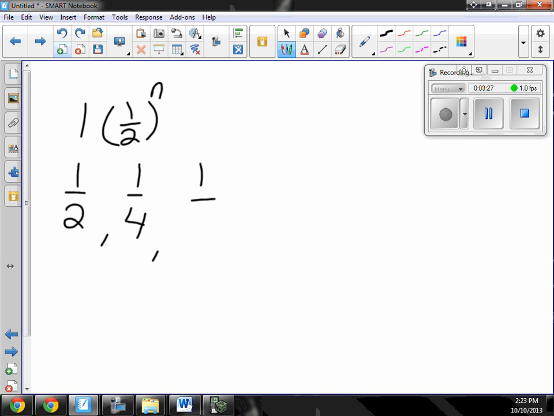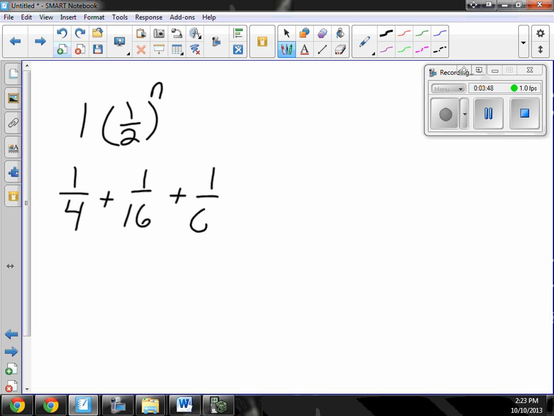Okay? So this sequence would be 1/2, 1/4, 1. Wait. That's not true. It's not 1/2. It's 1. We're going to start with, we'll start with n equals 2 to show you how this works. So 1/4 plus 1/16 plus 1/64, and so on.